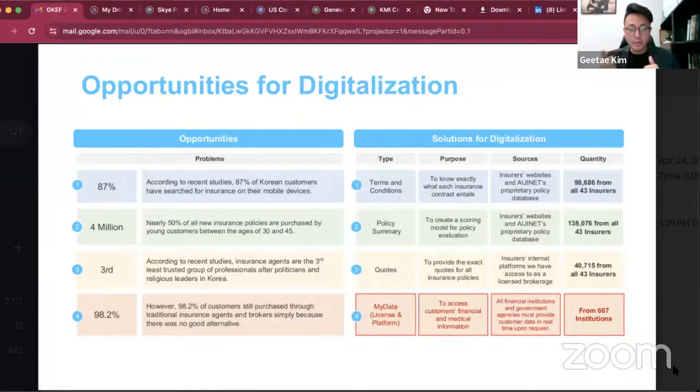So there's a high demand, right? If they want to buy insurance, they go on Naver or Google to search for what is right for them. But if you go to number 4, what ends up happening is about 98% of the people still buy through traditional agents and brokers. So I thought, okay, there was a problem there. There was a great demand. 87% of the people, the vast majority, want to buy through some sort of digitalized way, but most of them end up buying through very traditional methods.